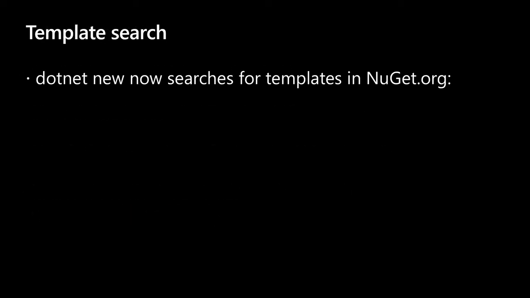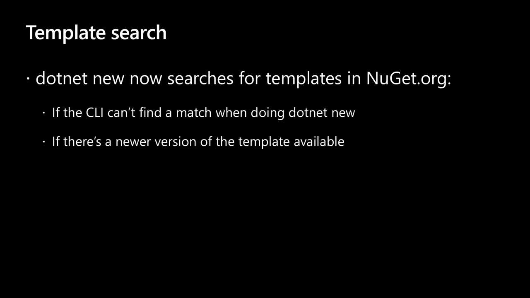Okay, template search. It's also a new feature in 3.0. So when you do .NET New, usually people will have the pre-installed templates that come with the SDK, but now you can also search for templates from NuGet if you cannot find a match. Or it will also prompt you to update if there is a newer version of the template on NuGet. So let me show you what that looks like.